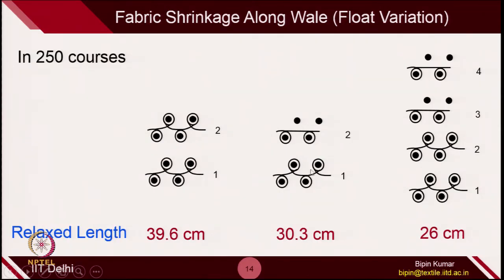So, if you see the relaxed length along wale direction or length direction, for rib it is 39.6, and for float variations, these are the 2 float variation fabrics, after 250 courses we observed 30.3 and 26 for these 2 fabrics, while 39.6 for rib fabrics. So, again the argument can be that it is because of the held loop. If you see the back bed here, this needle is making the loop, but next course it is not making loop, it is making float. So, it is still carrying the held loop.